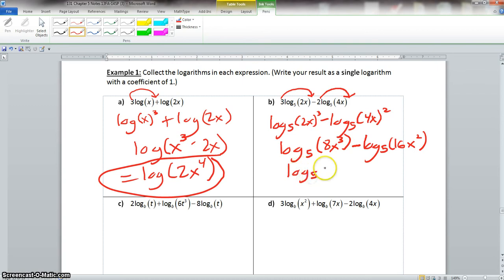So it'll be log base 5. And we will have 8x to the third in our numerator and 16x squared in our denominator. Now we could simplify that. It'll be log base 5. We know that 8 and 16, that'll be 1/2. And x cubed divided by x squared would be x. So it'll be x over 2. And this is our final answer.